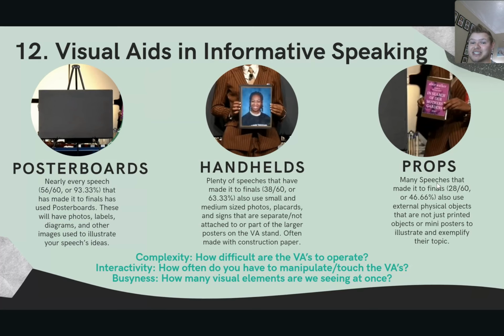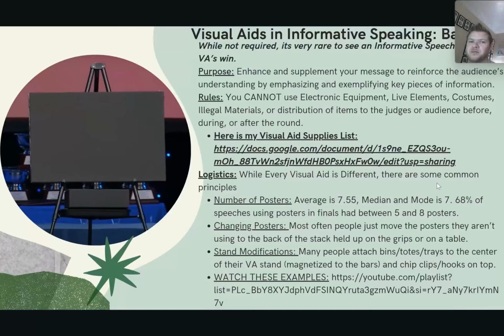And then lastly is busyness. Most visual aids, even if there are more than 1, 2, or 3 things to look at, we're not supposed to be looking at more than 1, 2, or 3 things at a time. So maybe it starts blank and then you add things slowly, or it starts with 1, 2, or 3 things and then you add more. But the first time that we see a visual aid, we should not be bombarded with an insane amount of information, unless your speech is about an insane amount of information.